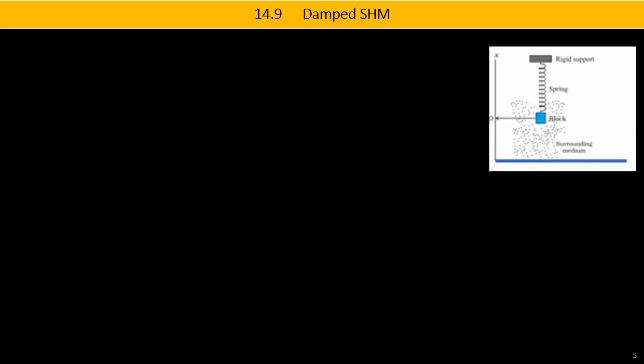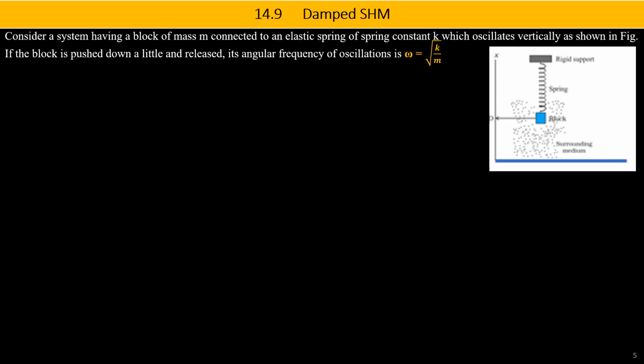Damped simple harmonic motion. Consider a system having a block of mass m connected to an elastic spring of spring constant small k, which oscillates vertically as shown in the figure. So this is a block attached to a spring which is fixed on the top rigid support. So the movement of this block is vertically up and down.